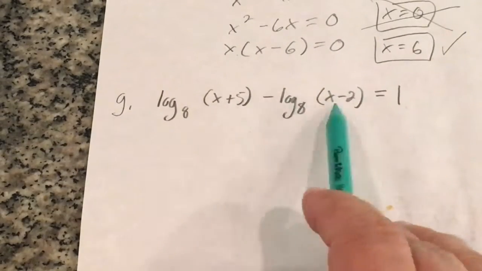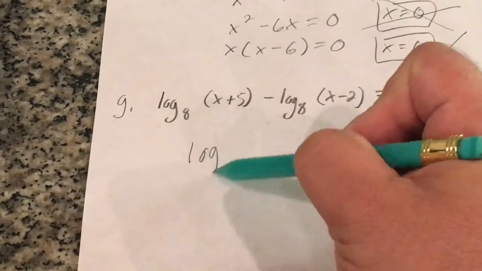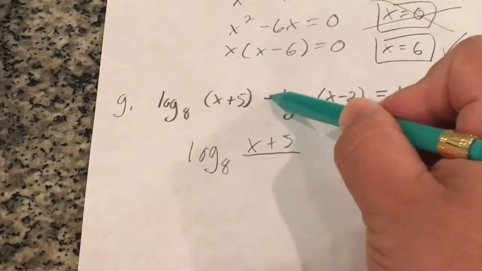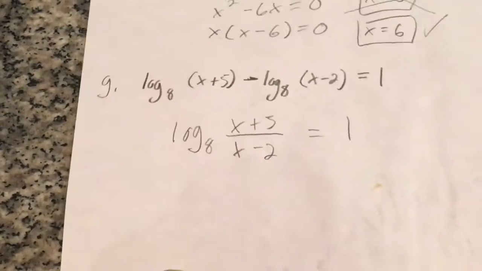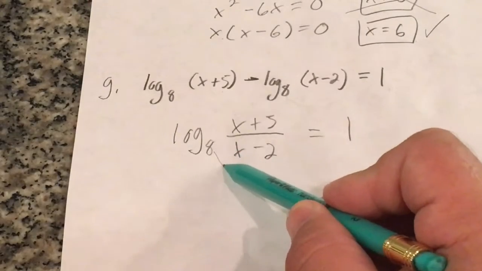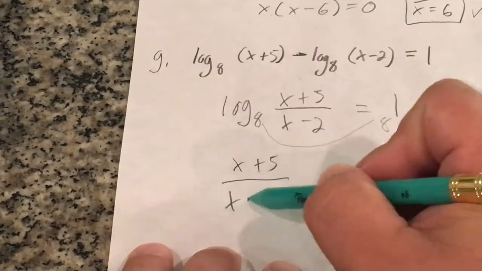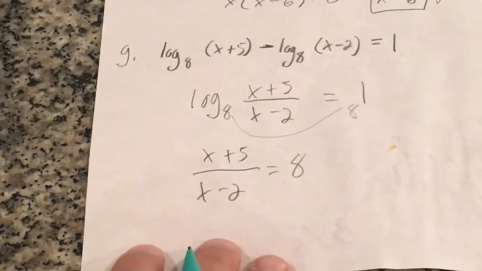This time I can combine these logs, but I have to do the move where I kick the 8 over after I combine them. So I'm going to rewrite this as a single logarithm, log base 8 of x plus 5 over, because of the minus sign it goes to division, x minus 2 equals 1. Now I need to get rid of the logarithm, and that log is going to kick that 8 over here underneath the 1. So this is going to give me x plus 5 over x minus 2 equals 8, and it's no longer in logarithmic form. And I can just go ahead and use algebraic reasoning to solve this.